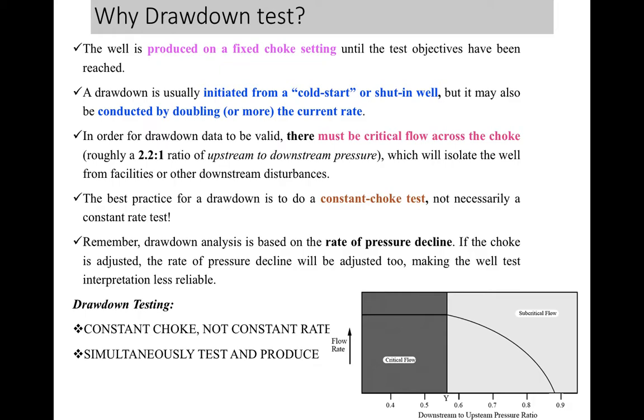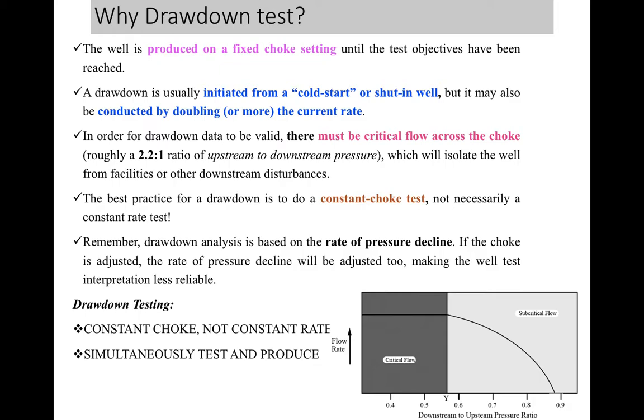Next thing to remember about drawdown is that it is based on the rate of pressure decline. If the choke is adjusted anyway, the rate of pressure decline will be adjusted too. Therefore, it will make the well test interpretation less reliable. So these are certain things which need to be remembered for drawdown testing.